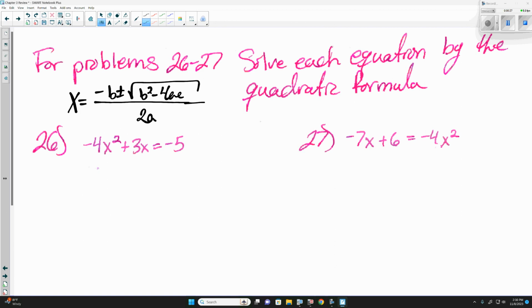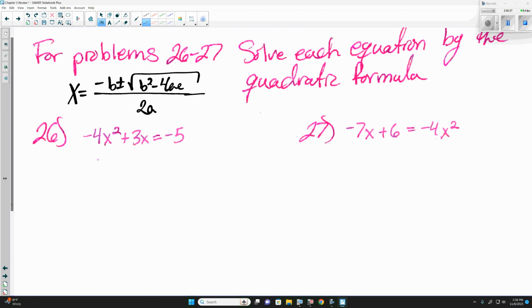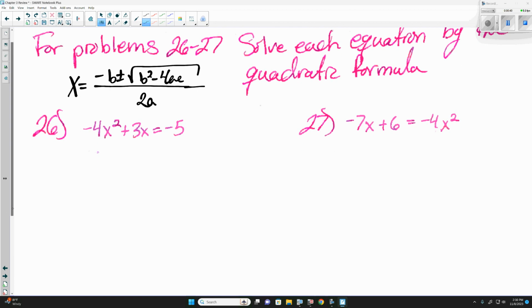x is equal to negative b plus or minus the square root of b squared minus 4ac all over 2a. That's our quadratic formula. And we're going to use it to solve these here, because we want to solve each equation by the quadratic formula. So we're going to use that equation specifically.